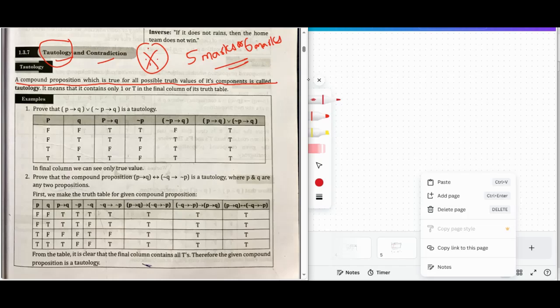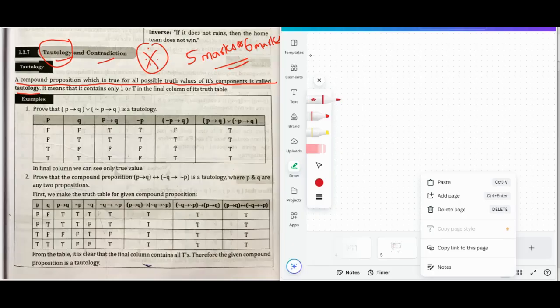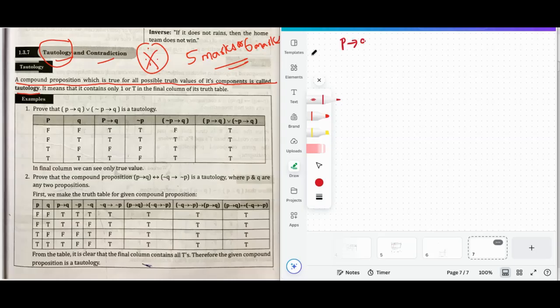A compound proposition which is true for all true values of its components is called a tautology. So if you get all the answers as true, then the table is said to be a tautology, or the compound proposition is said to be a tautology. So here we will take an example: P implies Q and or negation P implies Q is a tautology. We'll check whether the given compound proposition satisfies the table, that it is a tautology.